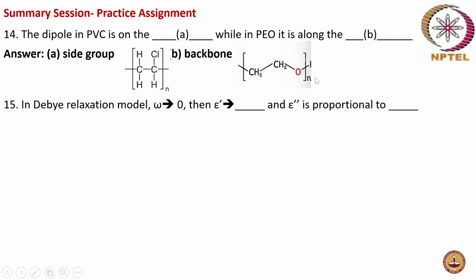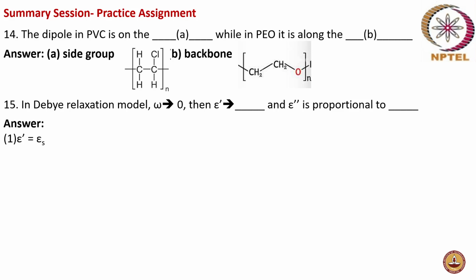Next, in the Debye relaxation model, as frequency tends to 0, then your E prime tends to dash and your E double prime is proportional to dash. I have no idea. Okay, what about you, Revati? Are you able to recollect anything?